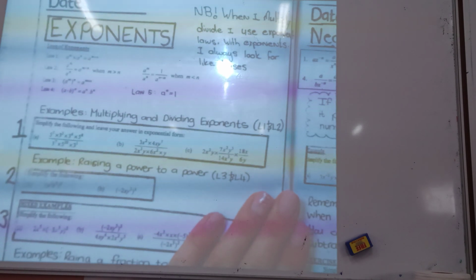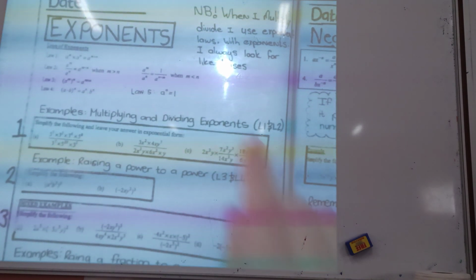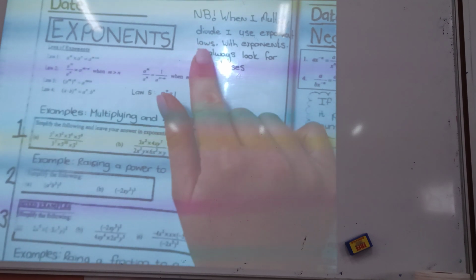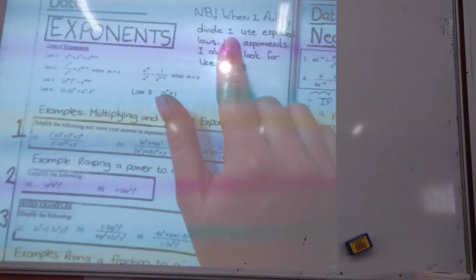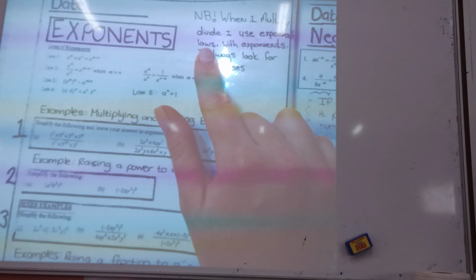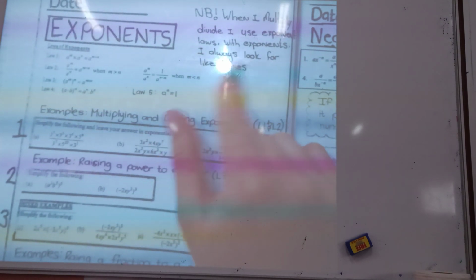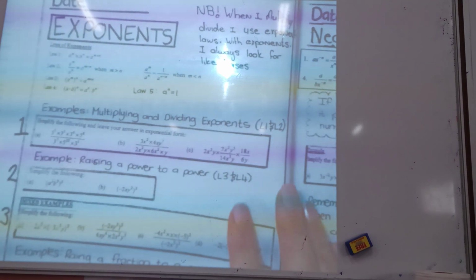And it says, let me get a pen out: when I multiply or divide, I use exponent laws. With exponents, I always look for like bases. Right, this is interesting. What do we mean when we look for like bases? Bases that are the same.